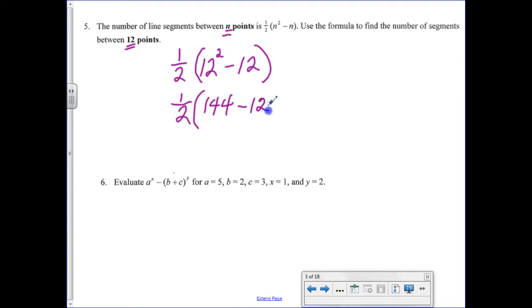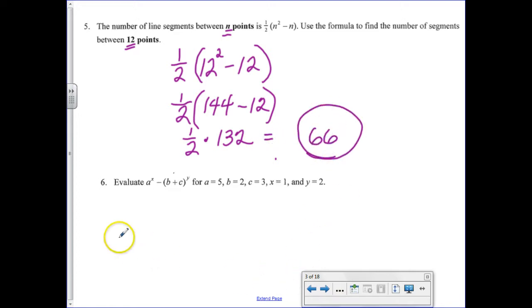144. And then subtract 12. All right, inside the parentheses, evaluate that first, and this gives me 132. I still then have to multiply by 1/2, and then to get your final answer, you should get exactly 66.